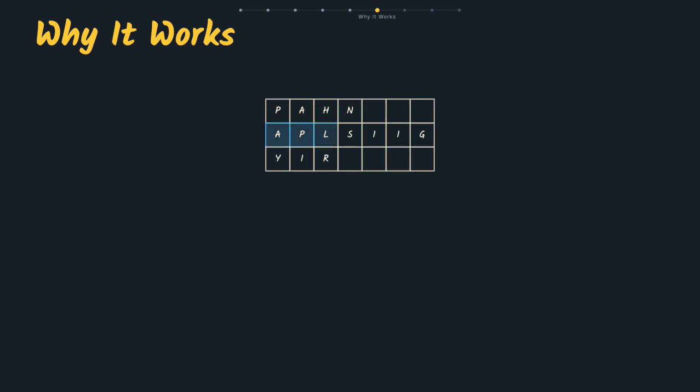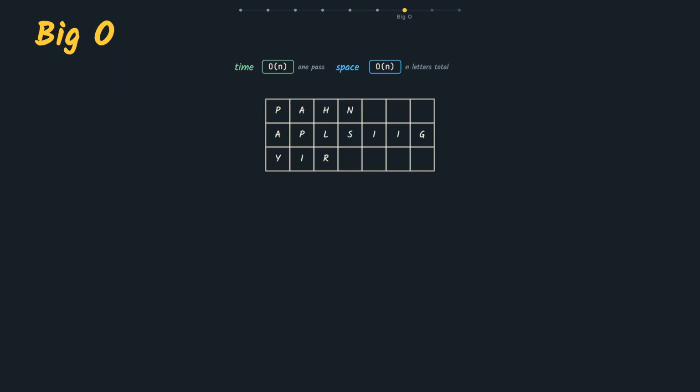Read the buckets top to bottom. Row 0 spells PAHN. Row 1 APLSIIG. Row 2 YIR. Stitch them, and that's your answer. Each letter is placed once and read once. The time grows with the string length. The buckets together hold every letter, 1 copy each.